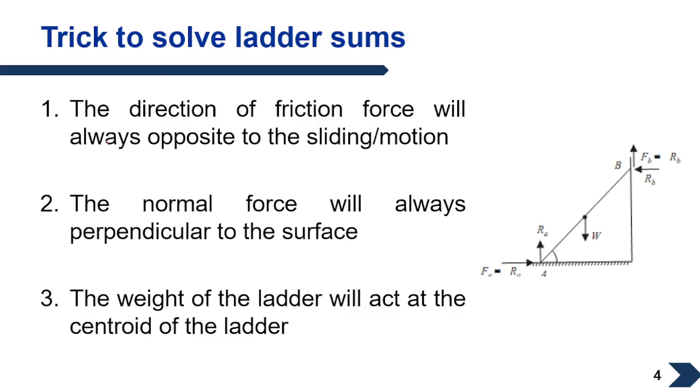The first trick is that the direction of the friction force will always be opposite to the sliding motion, so that you should remember. The normal force will always be perpendicular to the surface, which we have already discussed, as we have seen in this case. And the weight of the ladder will act at the centroid of the ladder, so it will always act at the center of the ladder.